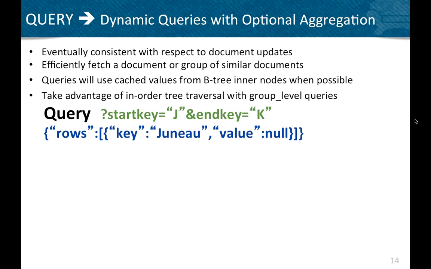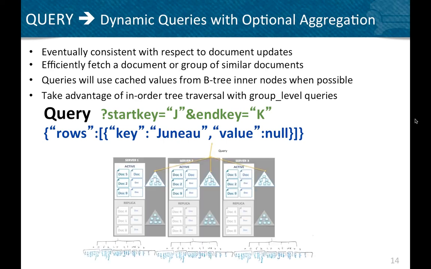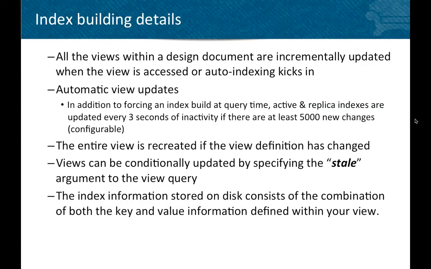So here's the basic query. We just want to find all the cities that start with the letter J. So in this case, there's Juneau. And that's about as simple as it gets. What will happen is your query will be reflected down to the database servers, and they'll all look to see if they have anything that matches that range. In this case, we only have one result, so two of the servers will essentially say, I don't have anything, and one of the servers has the result you're looking for.